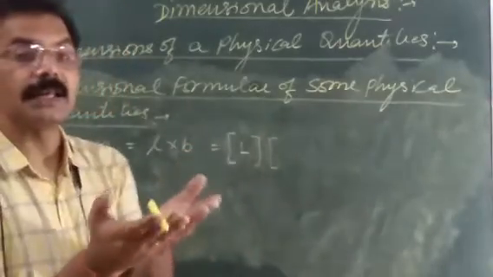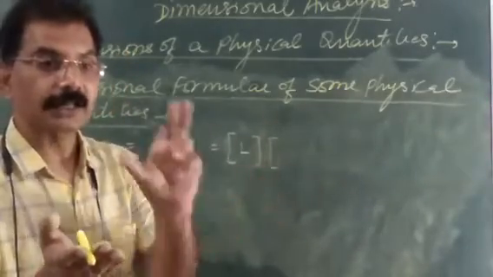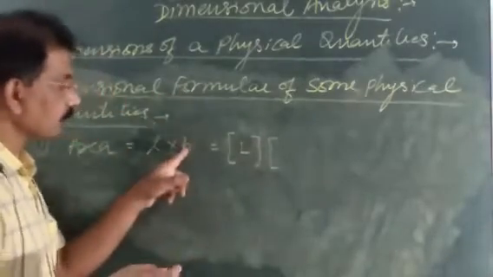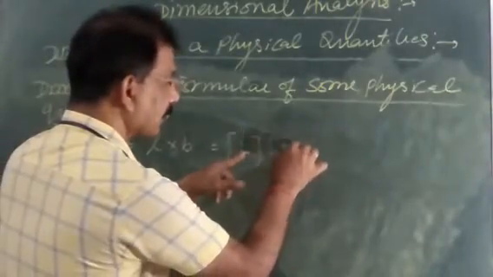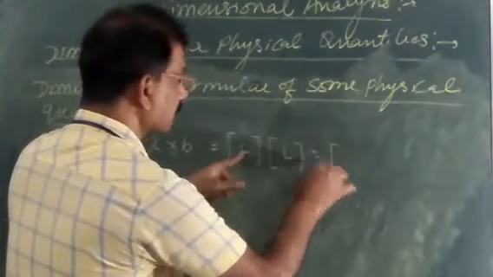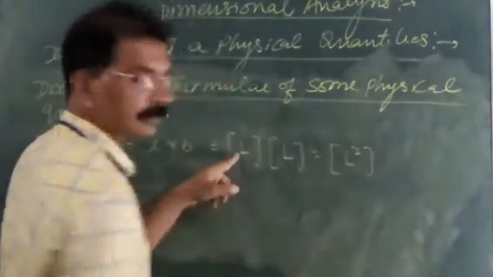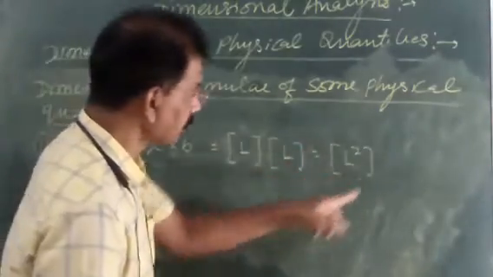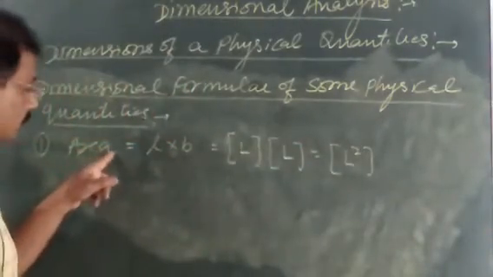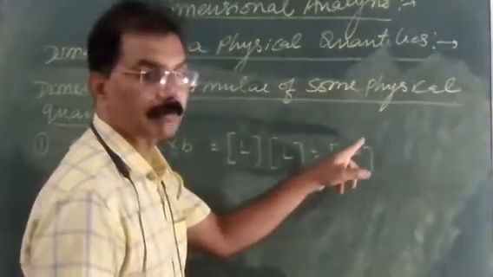Breadth is also a length. So for breadth, also you will write L here. And when you multiply L into L, you will write L to the power 2, and this whole thing is written in the bracket. It means the dimension of area is L to the power 2.